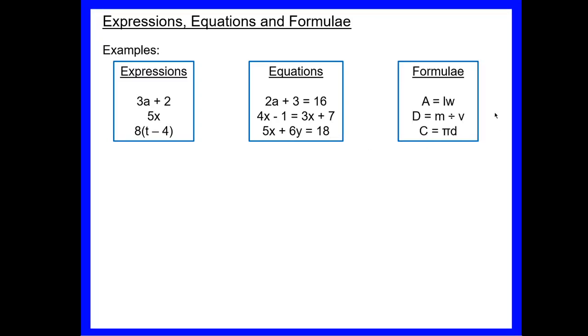Finally then, our formulae. So remember, formulae is the plural of formula. So for a formula, we would need to know values to substitute to be able to solve. I can't solve it by rearranging it. So A equals LW, that's our formula for the area of a rectangle. D equals M divided by V, that's a formula for density. Density equals mass divided by volume. And the other one we've already looked at, C equals pi d, the circumference of a circle equals pi times the diameter. So to be able to find any of the values, we would need to be told other values which we can substitute in. So that's the difference between the three.